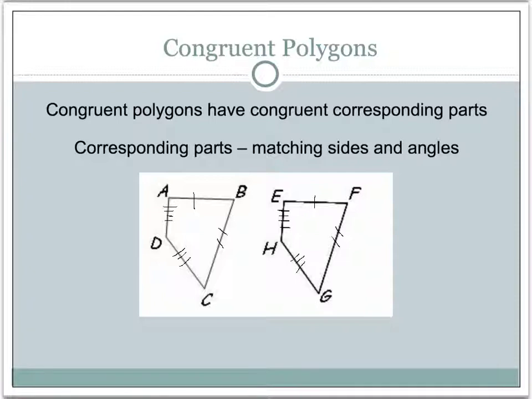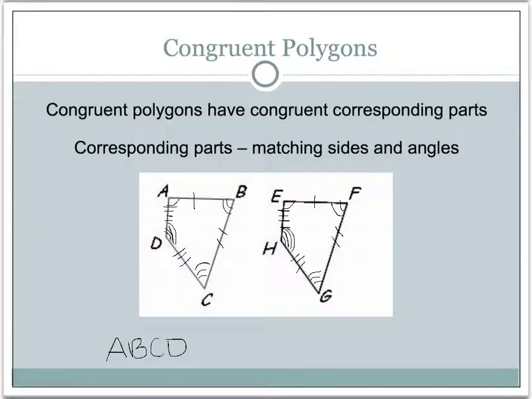We also know that all the angles are going to be congruent. Angle A will be congruent to angle E, angle B will be congruent to angle F, angle C is congruent to angle G, and finally angle D will be congruent to angle H. And so now that we know that all of the corresponding parts are congruent, we can say that those polygons are congruent.